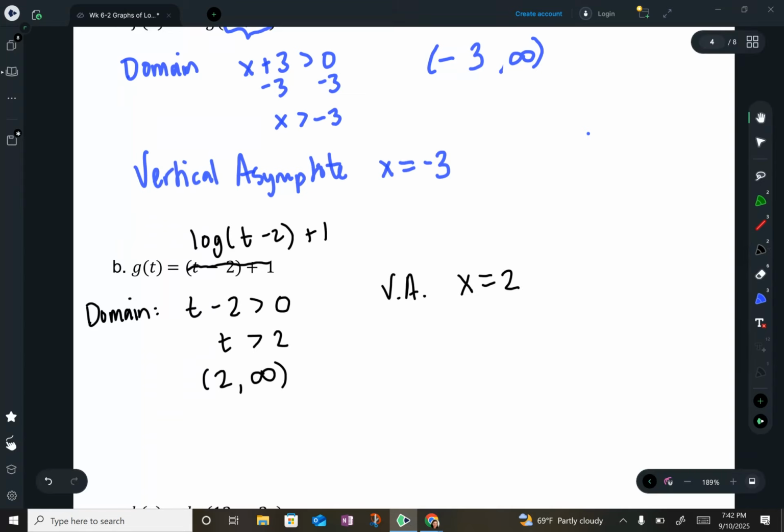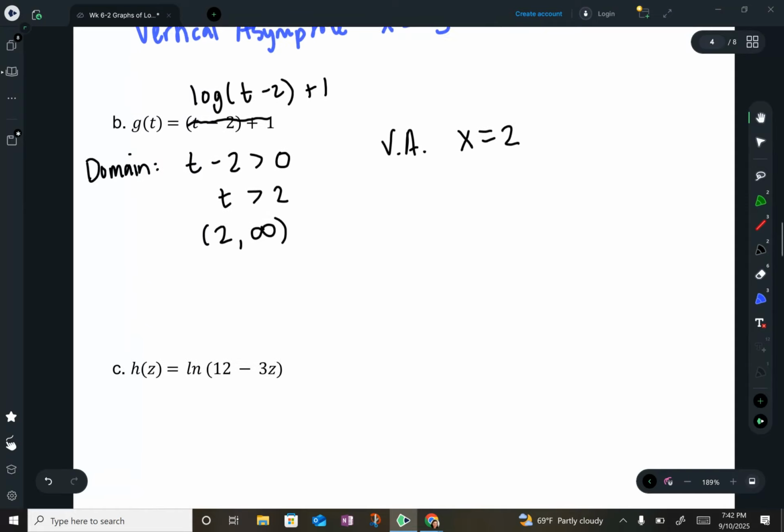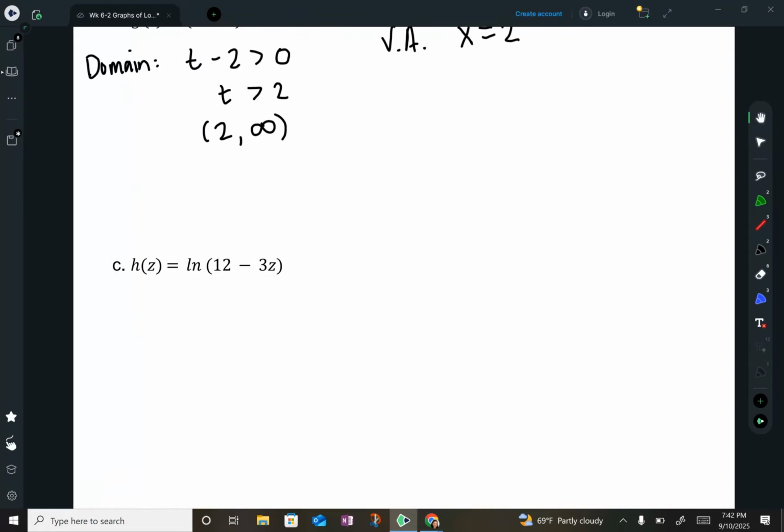All right, let's keep going. Why don't you guys try this last one? Go ahead and try and find the domain and the vertical asymptote for h of z. All right, to find the domain, did you solve where 12 minus 3z is greater than 0? So let's go ahead and solve that.